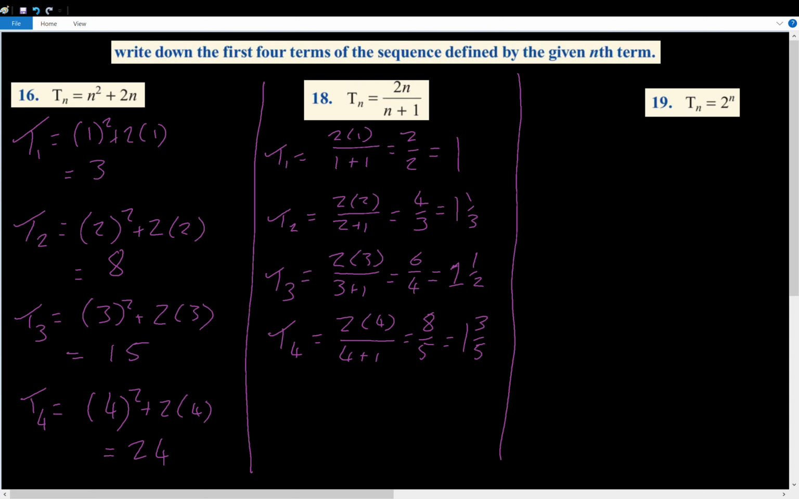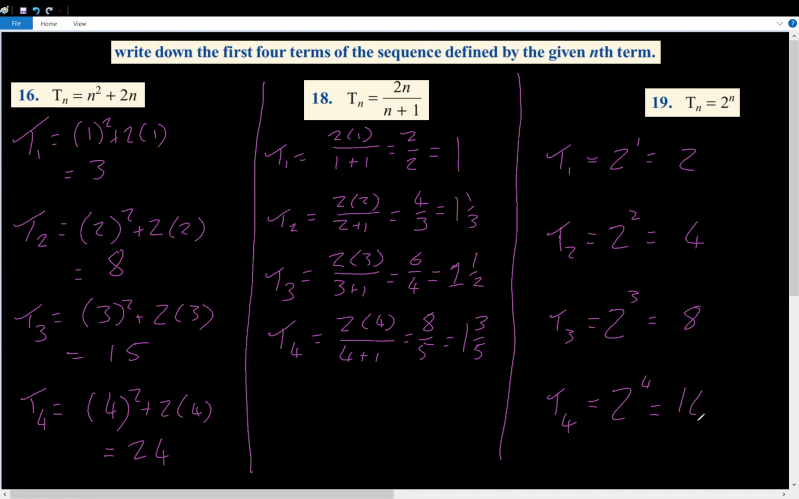And then for 19, we have the T of n is equal to 2 to the power of n. So it's the same process, even though the n is now in the position of a power. We're looking for T1, T2, T3, and T4. T1 is what you get when you put 1 in place of n, so it's going to be 2 to the power of 1, which is just equal to 2. T2 is what you get when you put 2 in, so you get 2 to the power of 2, which is 4. And then T3 is going to be 2 to the power of 3, which is 8. And then T4 is going to be 2 to the power of 4, which is equal to 16. And that is that.